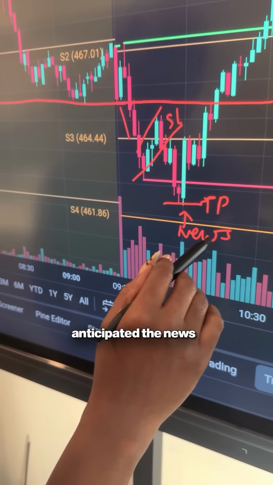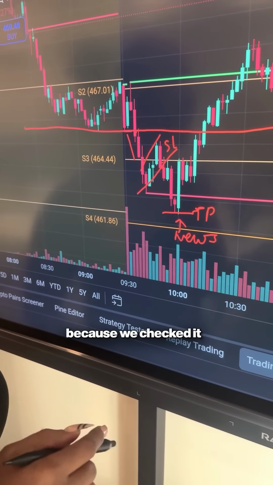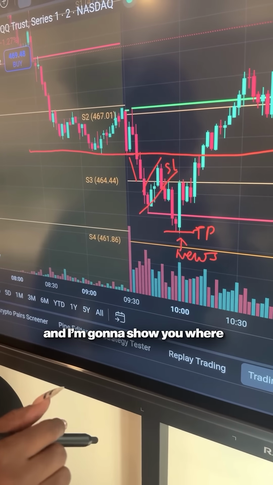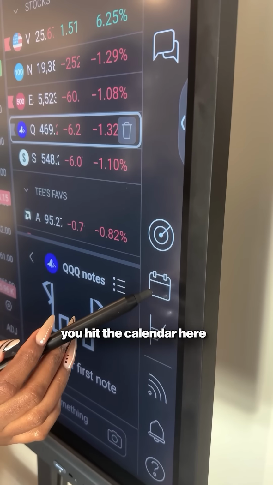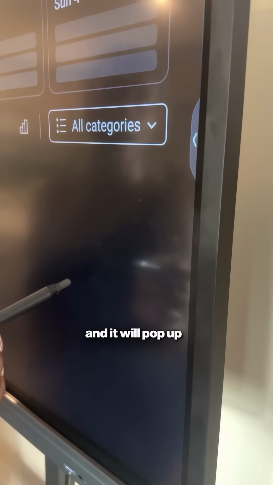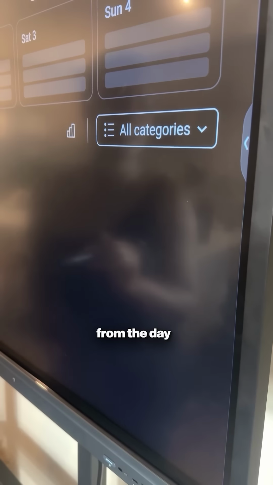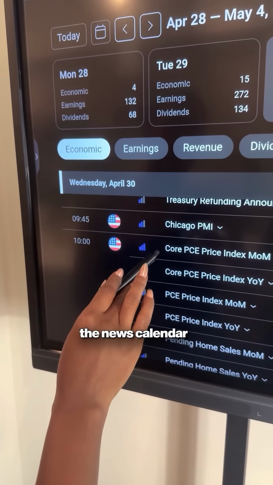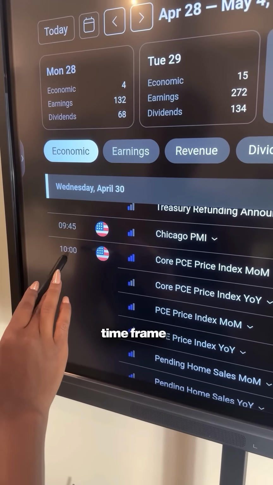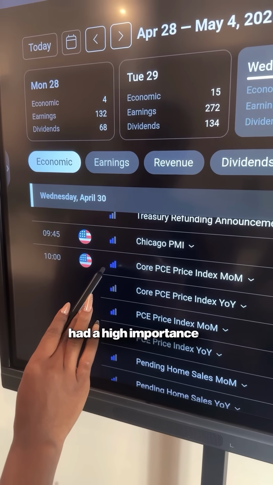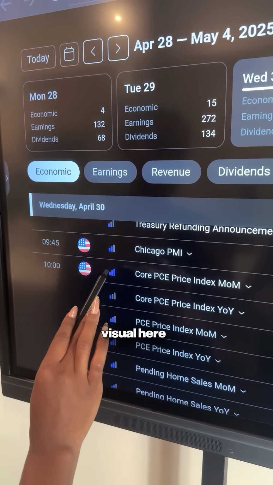And we already anticipated the news because we check it every morning, and I'm going to show you where on TradingView right now. So this is how you find the news. Under the target, you hit the little calendar here and it will pop up all the news from the day. This is simply inside the news calendar on TradingView, and as you can see here, the 10 o'clock news had a high importance, and I know this because of this visual here.